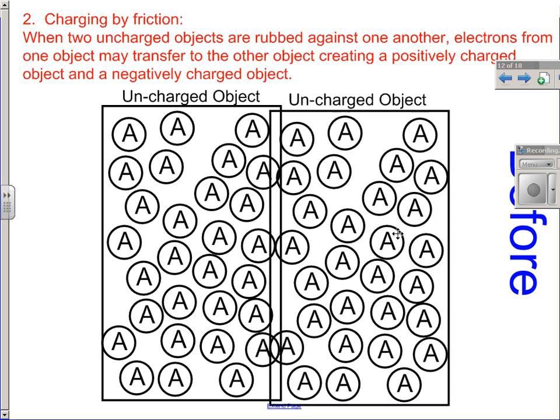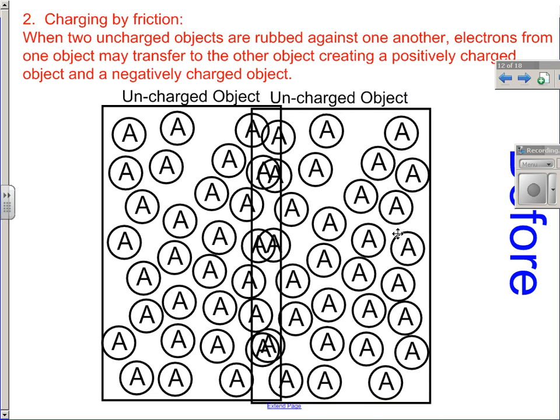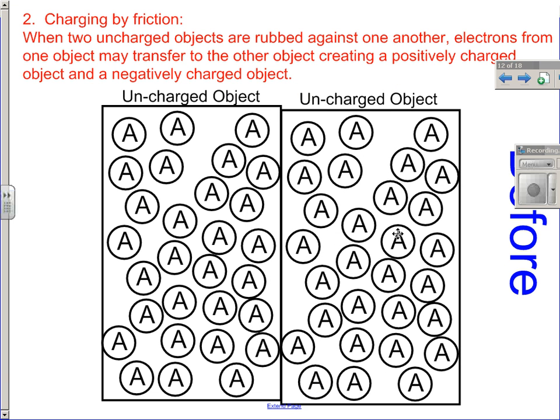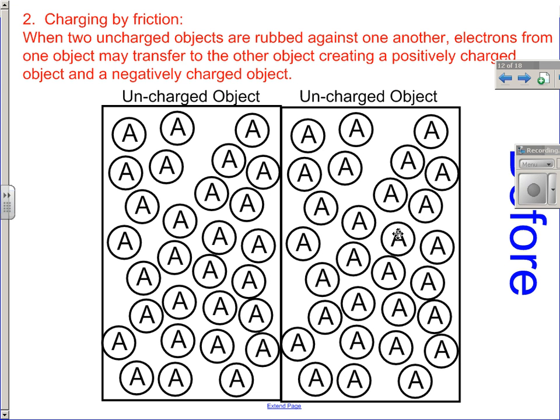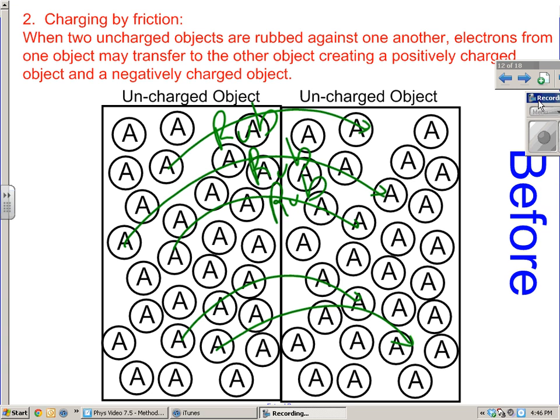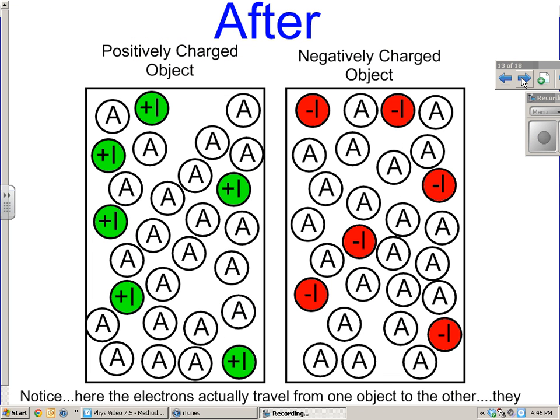So if I take this one and kind of rub it against here, doing that would cause the electrons to move from one object to the other. Now, how you know which way the electrons go is a lot of chemistry. We're not really going to get into it. But the point is, when you rub them together, rub, rub, and what happens is electrons move from one side to the other. So again, these green arrows represent electrons moving. And so the end result that you get is this, right?